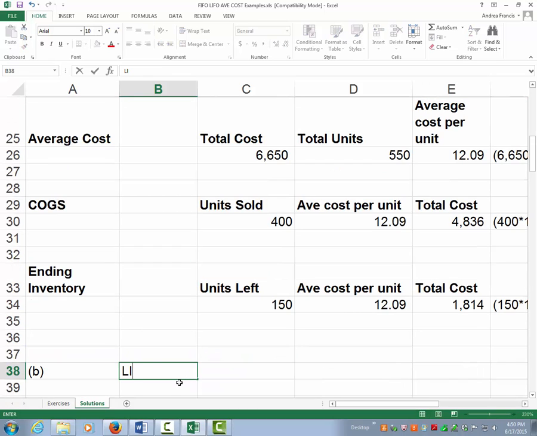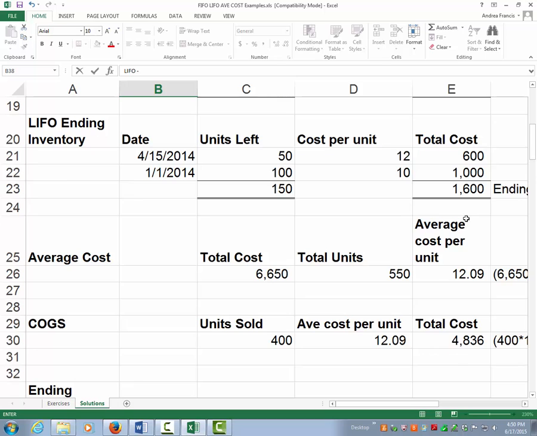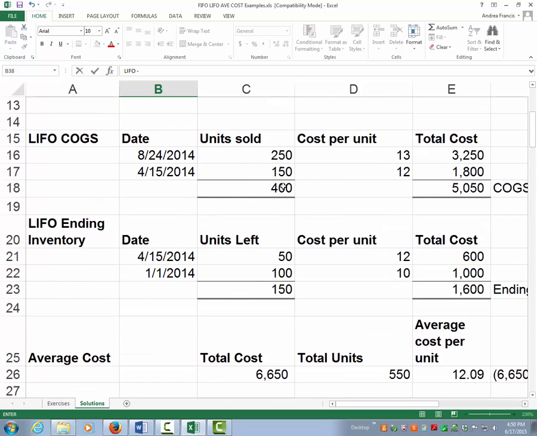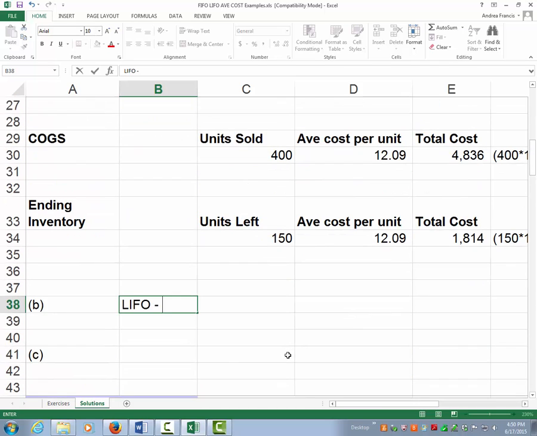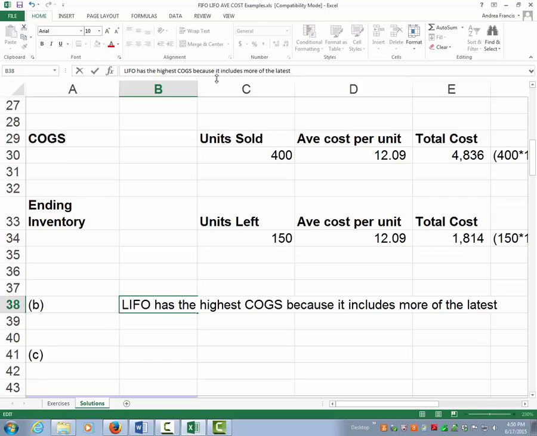And the question also asks why. Now, this is where you have to be careful, right? You can't say it's the highest because of the number of units sold. Remember, all of the assumptions have the same number of units, but what does happen with LIFO is that there are more of the later units with a higher unit cost. So that's why it has a higher cost of goods sold. So LIFO has the highest COGS because it includes more of the latest units with a higher unit cost.